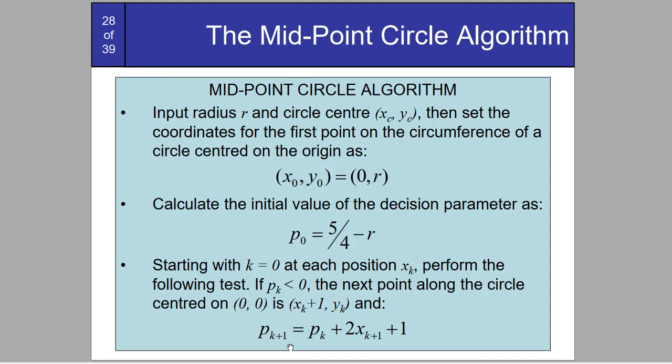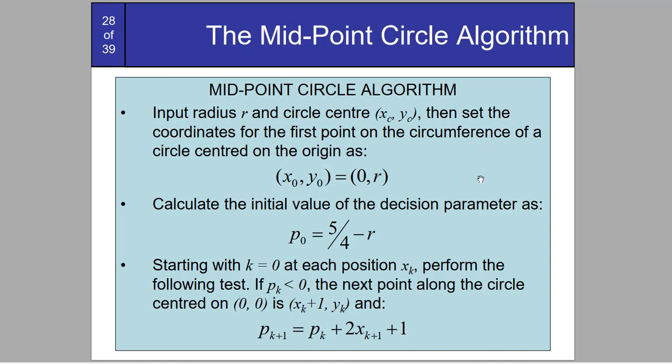We have a radius r and a center of the circle. Okay, so before we considered that the center is 0 0, but it may not be 0 0. Then we set the coordinates for the first point on the circumference of a circle centered on the origin. So our first point is that we will make x as 0 and we will take y as r. So what is 0 r? If I can draw it, then my circle, okay, center is at 0 0, and 0 r is the top point of the circle. That will be my first point. I will start from here and then I will move towards the right.